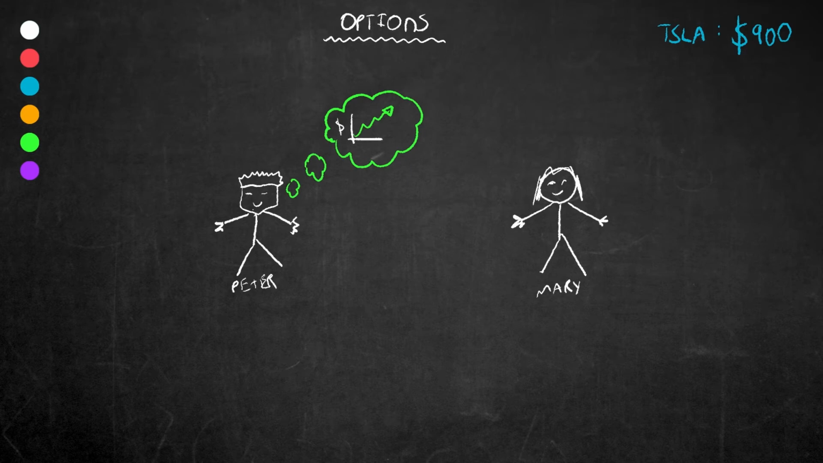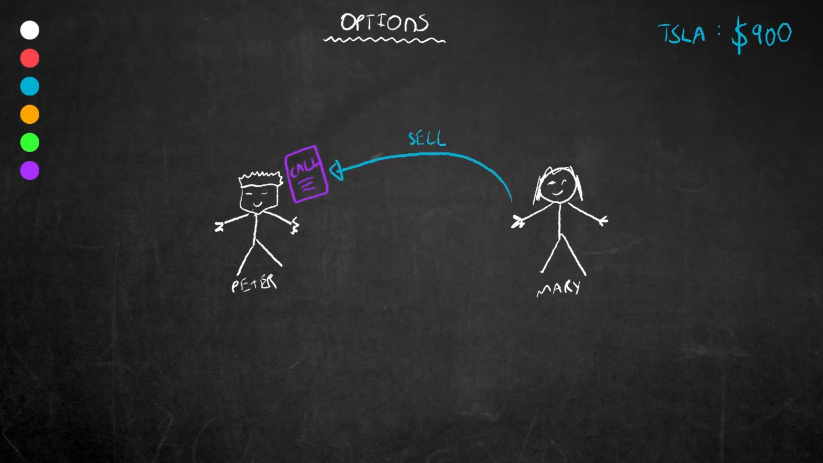So Mary, for instance, doesn't think that shares are going to go up. Mary thinks they're either going to stay the same or they're going to go down. So Mary says to Peter, I will sell you a call option to buy 100 shares of Tesla at $1,000 a share, expiring in one month's time. This means that Peter has the right, within this period of one month, to buy 100 shares of Tesla at $1,000 a share from Mary.